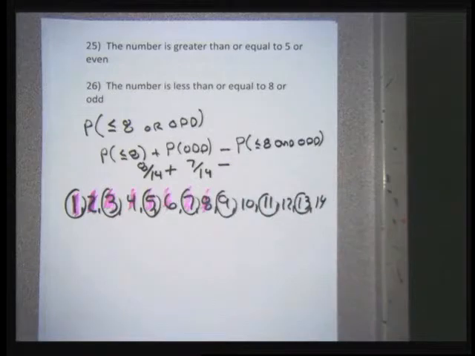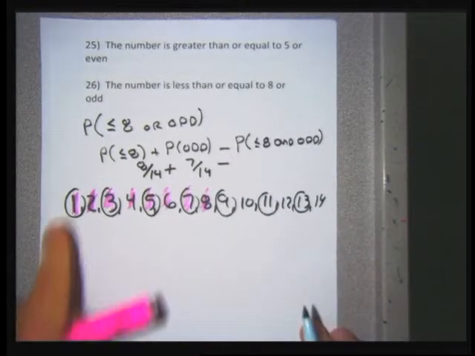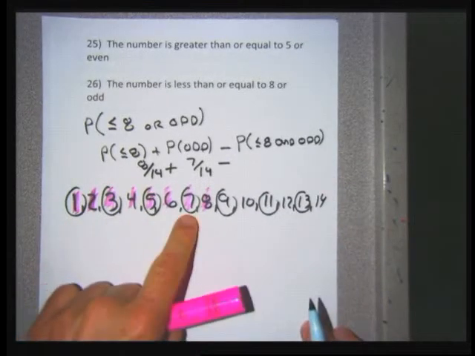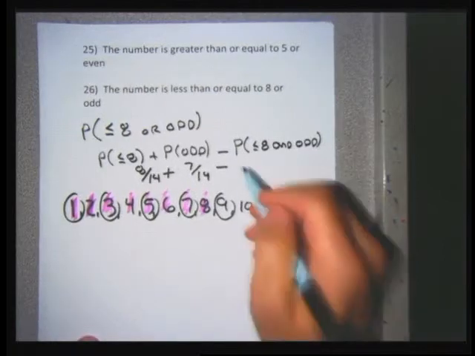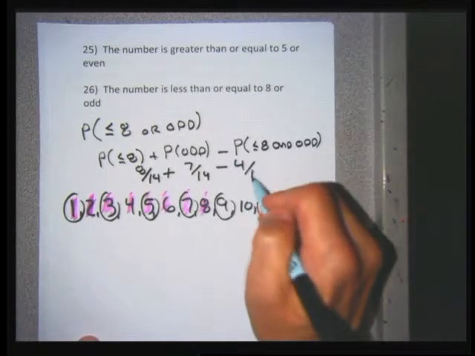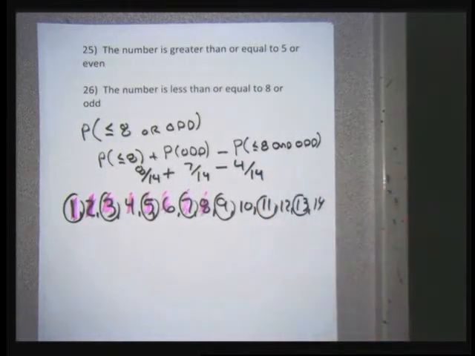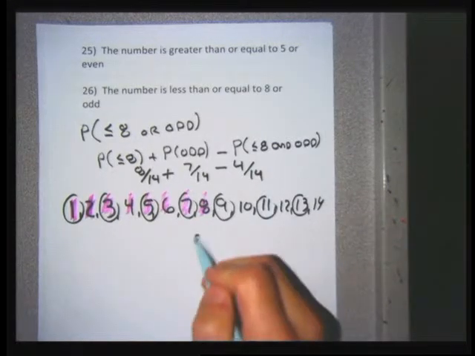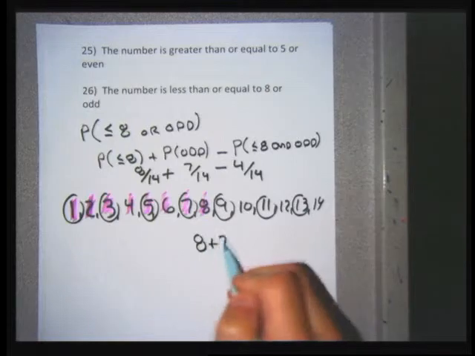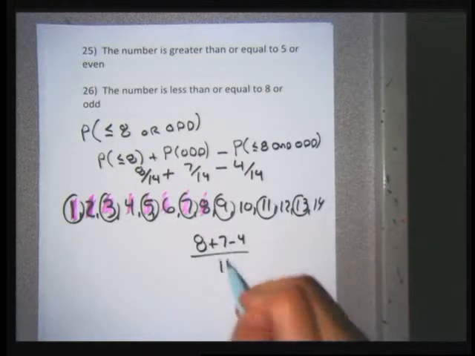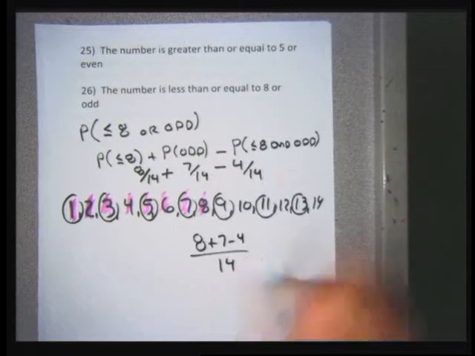And then I need to subtract out the overlapping. The 1, the 3, the 5, and the 7, which are 4 numbers, they had both categories. They're both less than or equal to 8 and odd, so they need to be subtracted off. And now I'm just going to go 8 plus 7 minus 4 over 14. I think that's 11 over 14.